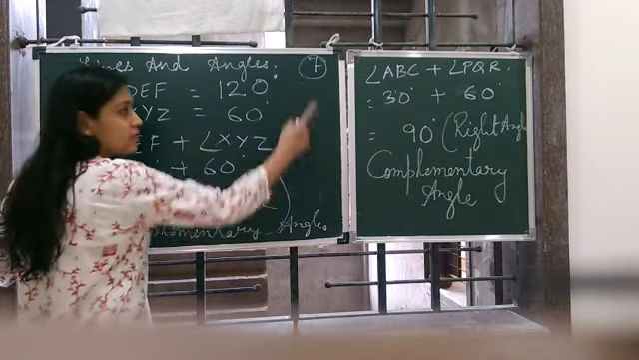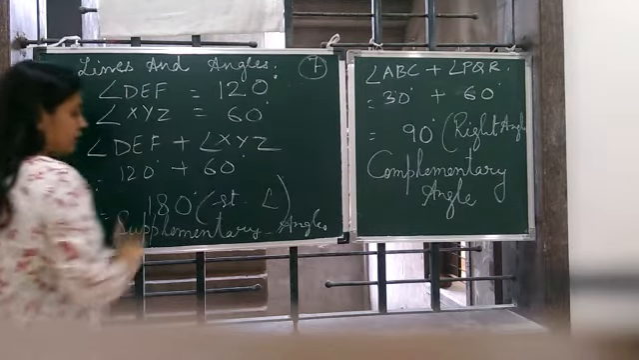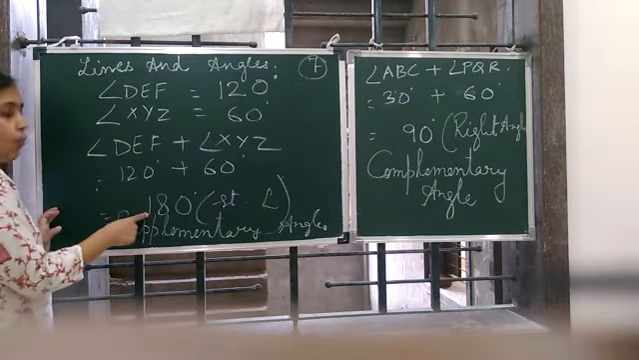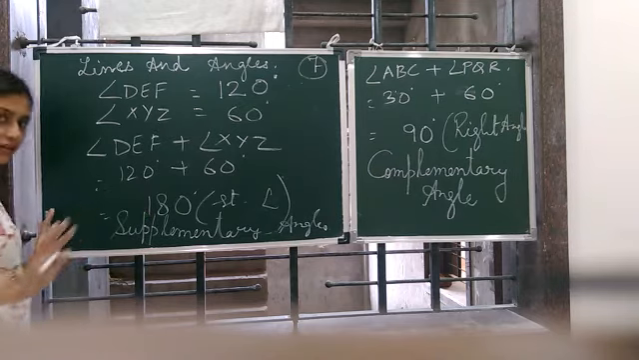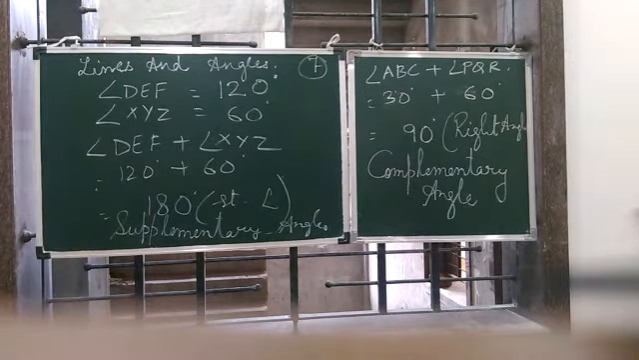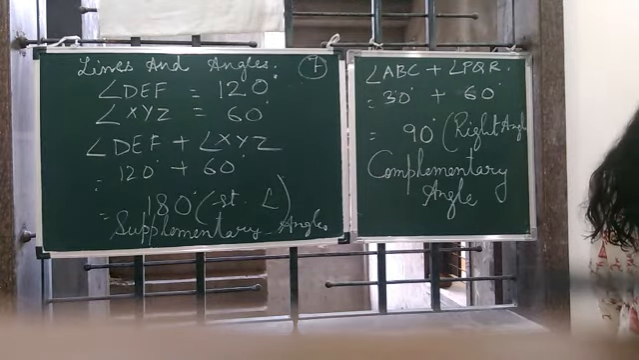Complementary angle means the sum should be equal to 90 degrees. Similarly, supplementary means the sum should be equal to 180 degrees. Clear everybody? Okay. So these were the two very important topics which we have covered just now.